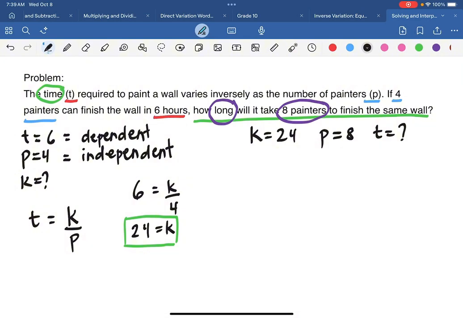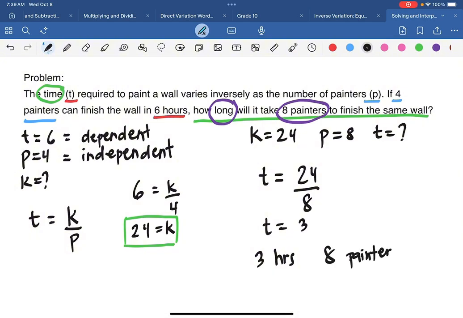So again, the concept of variation and inverse variation. Let's write it this way. We have T equals 24, this is our K, over the new P, which is 8. So 24 divided by 8 is 3. That means it would take 3 hours for 8 painters to finish painting the wall. So this is our answer.